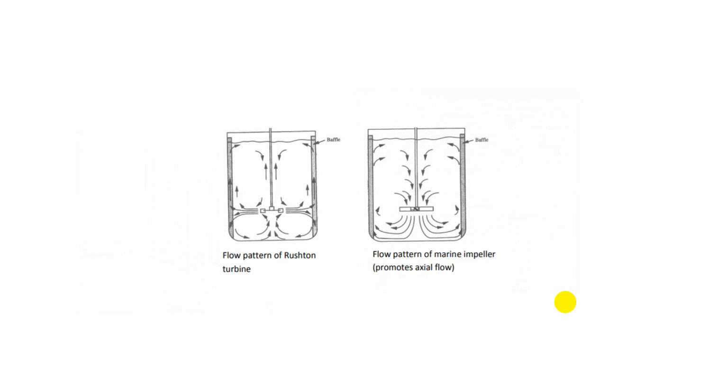The flow pattern depends upon the type of impeller which you use. For example, in case of the Rushton turbine impeller, you get a double type of flow which you can see. First is clockwise, and the other half of the vessel has anti-clockwise movement of the liquid. But in case of the marine impeller, you have only one type of movement throughout the vessel.